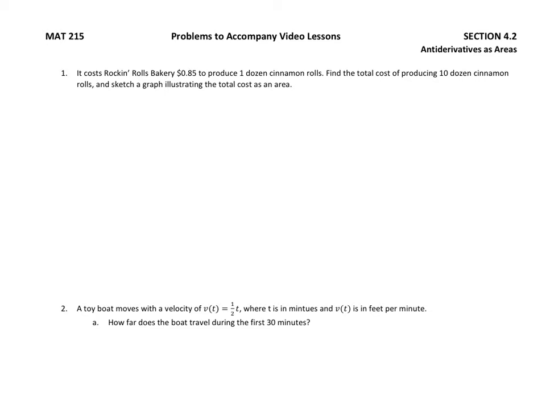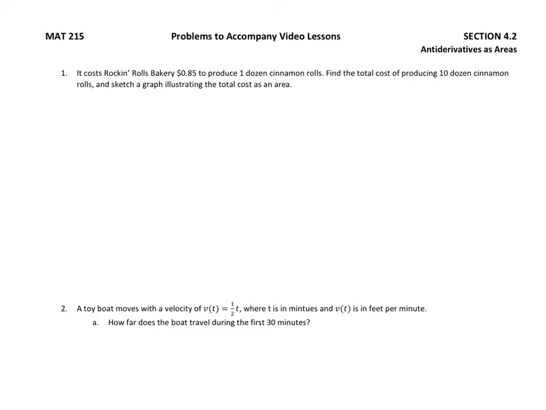In this section, we're studying antiderivatives as areas. And the idea here is that we're studying the accumulation of units as the input variable increases. So what does that mean exactly? What do we mean by accumulation of units as input variable increases?